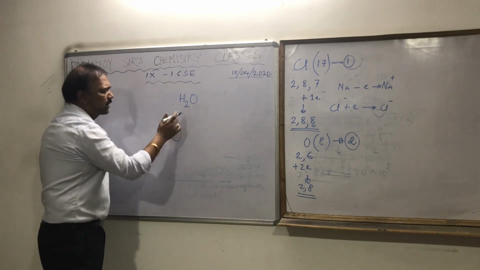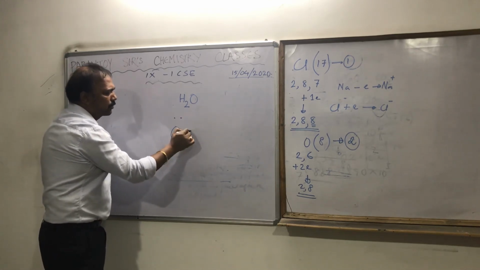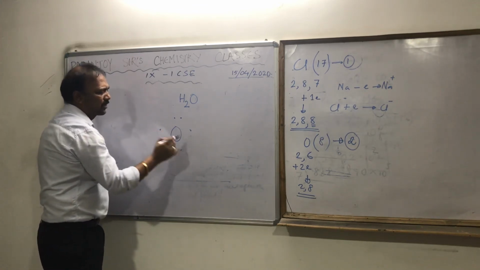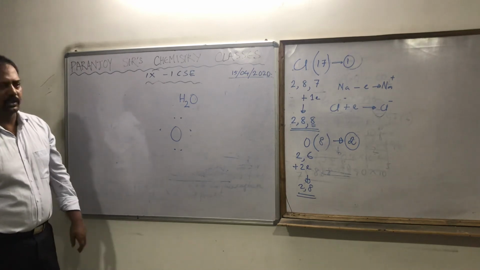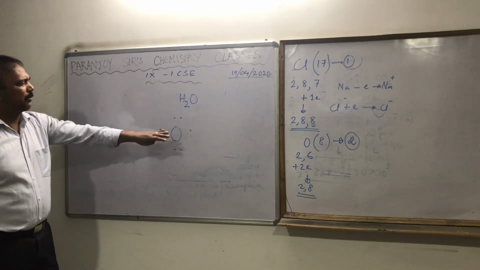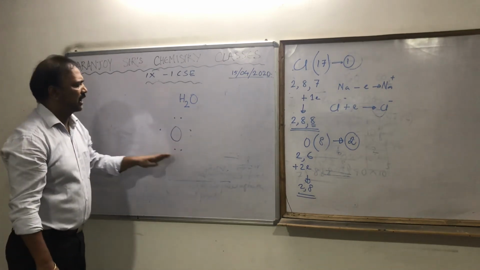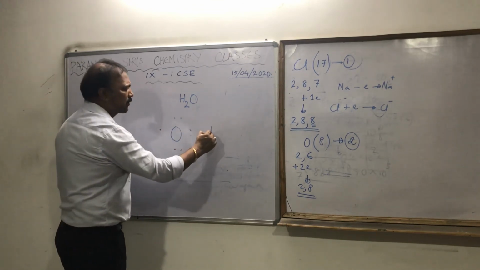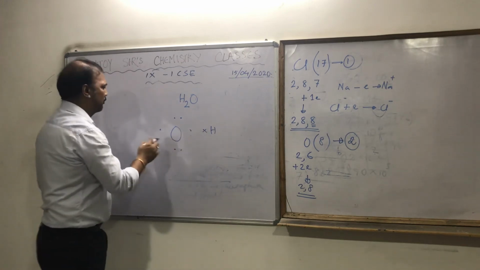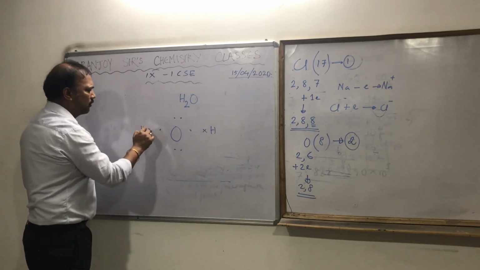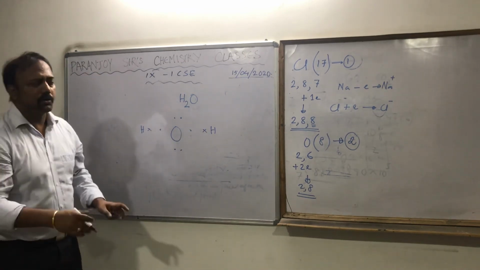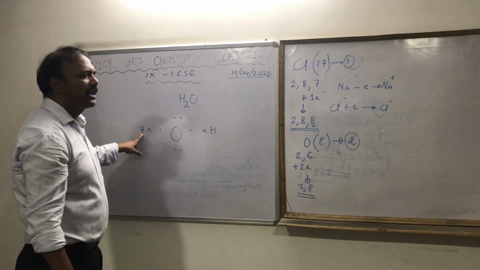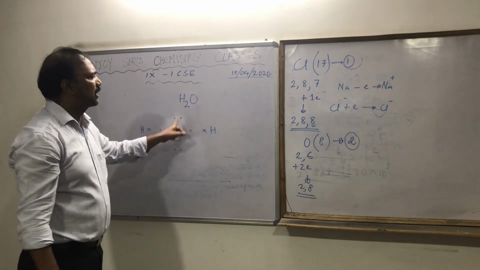Let me just draw it, then it will be easier for you. 1, 2, 3, 4, 5, 6. 6 electrons are there. Now it wants to become an octet. These electrons are of the last shell. Now, 2 hydrogens are there. Each hydrogen has got 1 electron. It also wants to get stable, but if it gives the electron, it won't have anything.